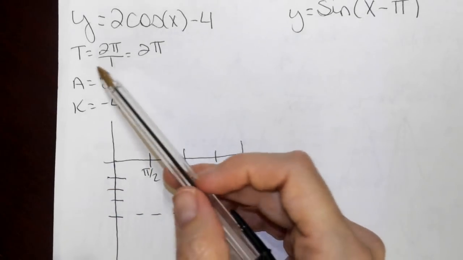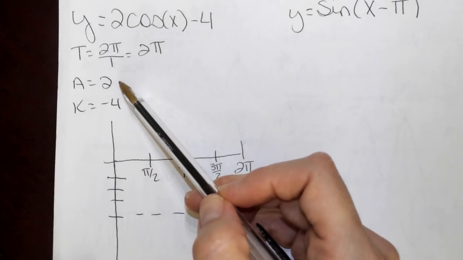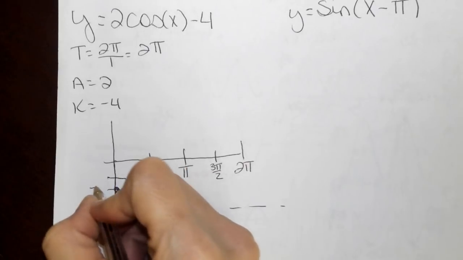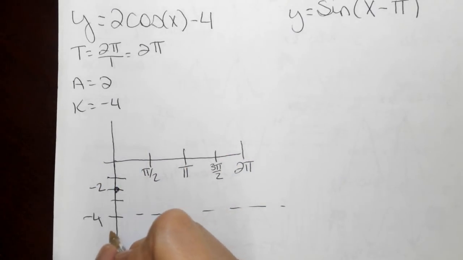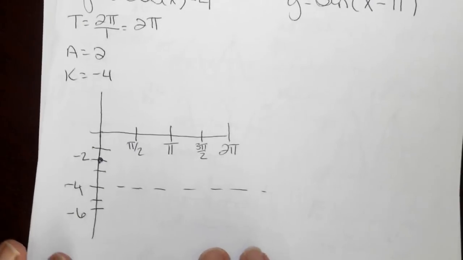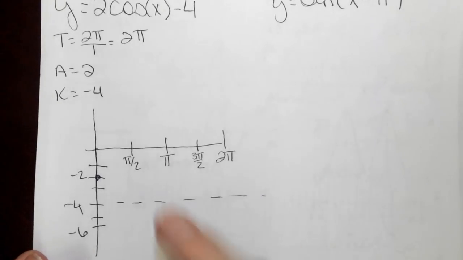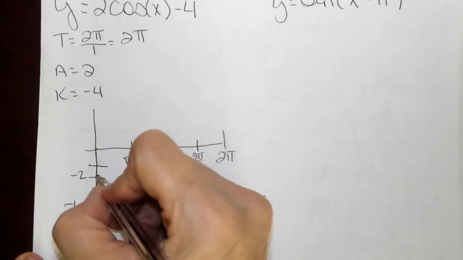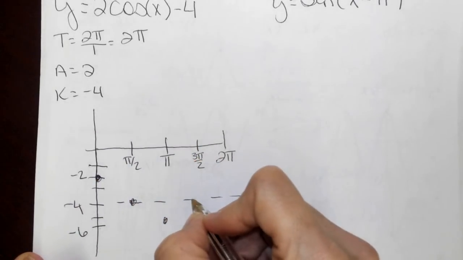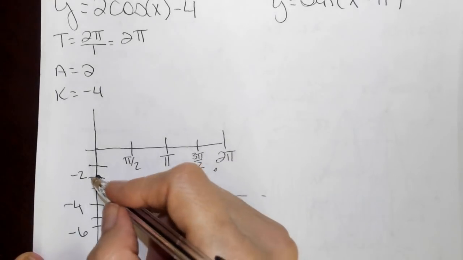And I'm going to go the amplitude above it and the amplitude below it. So 2 above -4 puts me at -2. That's my max. And 2 below -4 is going to put me at -6. And that's going to be my minimum. This is a positive cosine. So positive cosines start at the max. They hit the axis. They go down to the minimum, back to the axis, and back to the max.